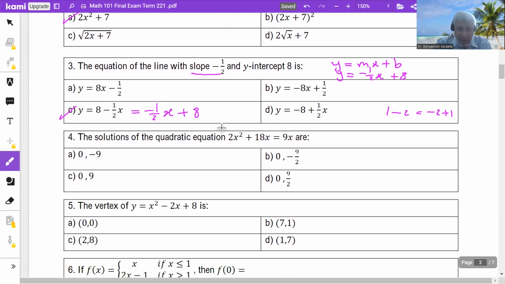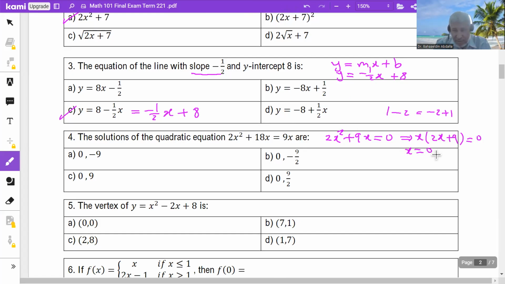The solutions of the quadratic equation: you start by writing this quadratic equation in the standard form. You have 18x and 9x. So if you bring 9x to the other side, it would be 18 minus 9x, because you have 18x and 9x. You combine them together. 18 minus 9 is 9. So in fact, I'll have 2x squared plus 9x equals 0. And now you can take x as a common factor, and you will have x times 2x plus 9 equals 0.